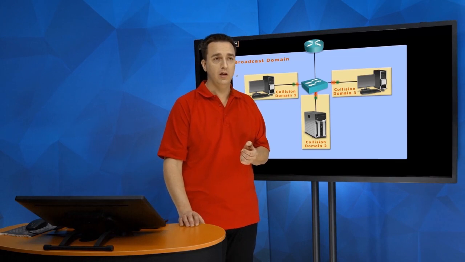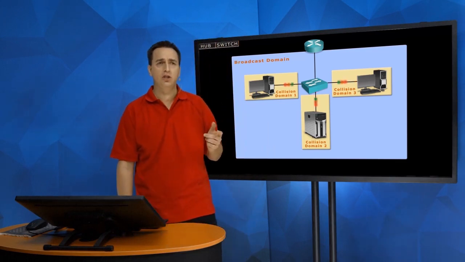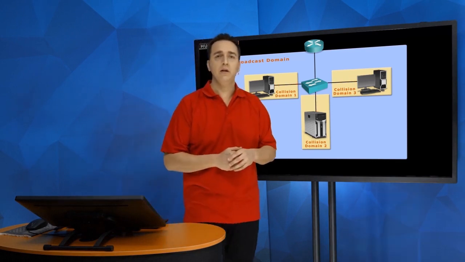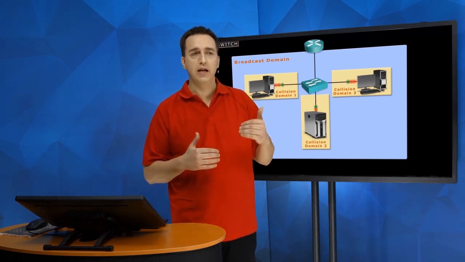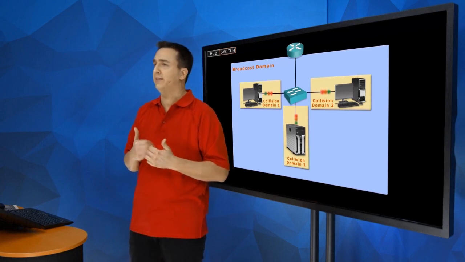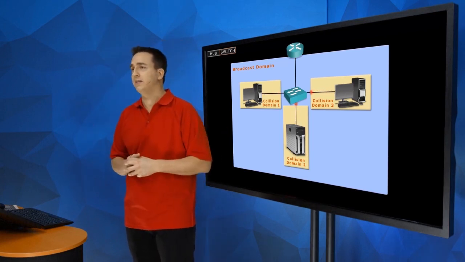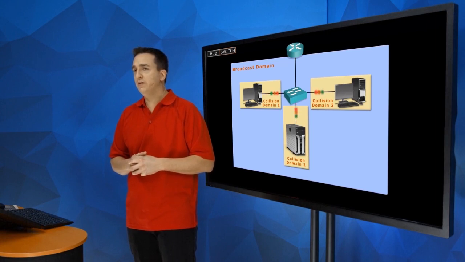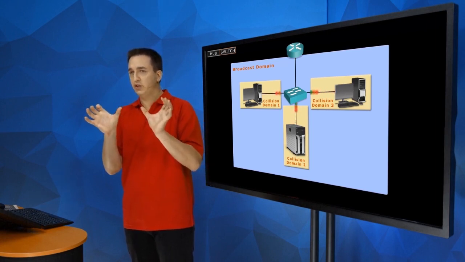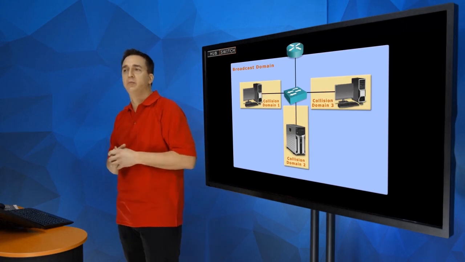No collisions. Could we still have a collision between the switch and the PCs and the server? Yeah, we could, because it's still a collision domain. But the chances of the switch sending while the PC or server is sending at the exact same time is next to none. It's not going to happen. Why? Because of these very small, tiny, independent collision domains that we have.